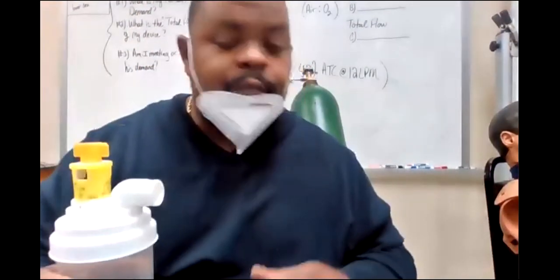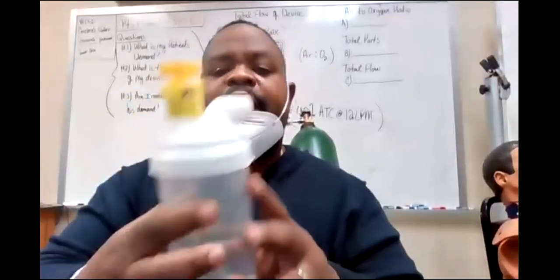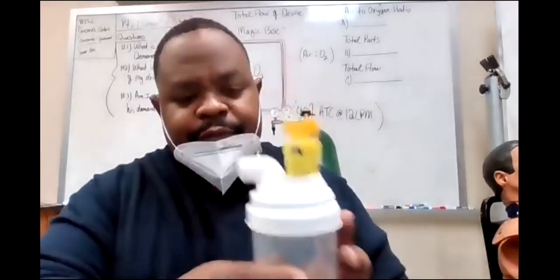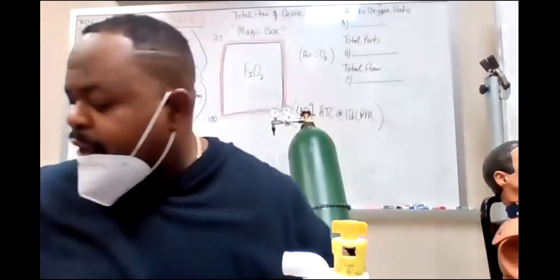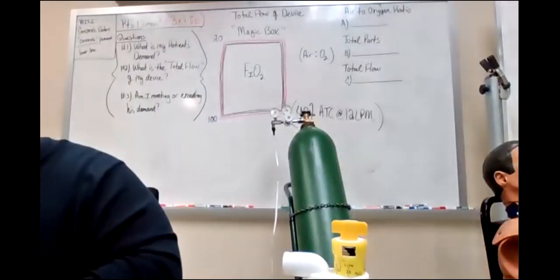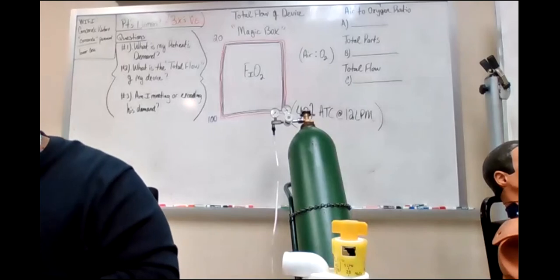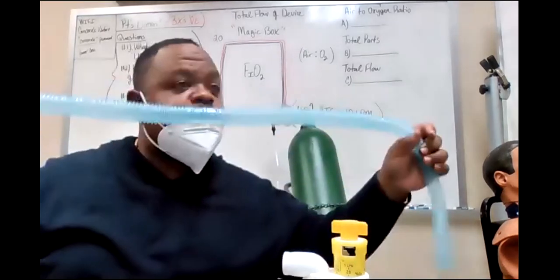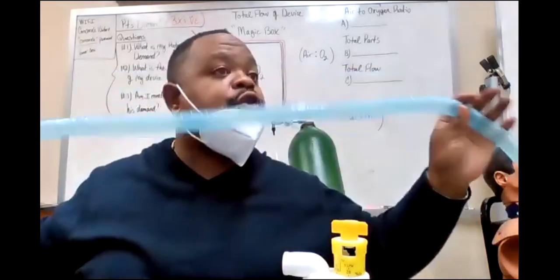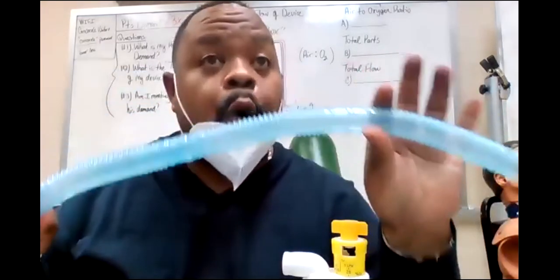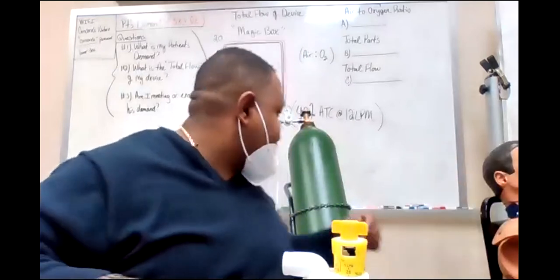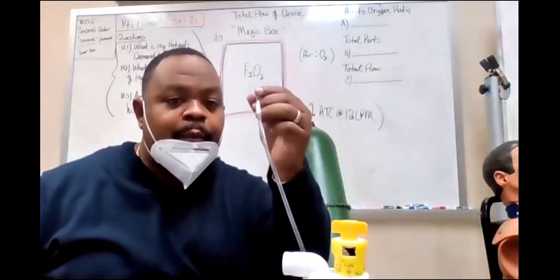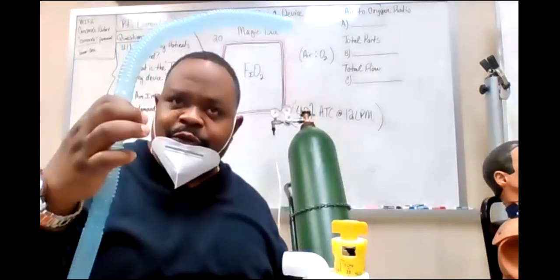All right, so looking at this aerosol setup, let's look at this one first. We have the large volume nebulizer, okay? Your next thing you have to have is the large bore tubing. This is called large bore tubing. The other was small bore. This is small bore tubing. This is large bore tubing.